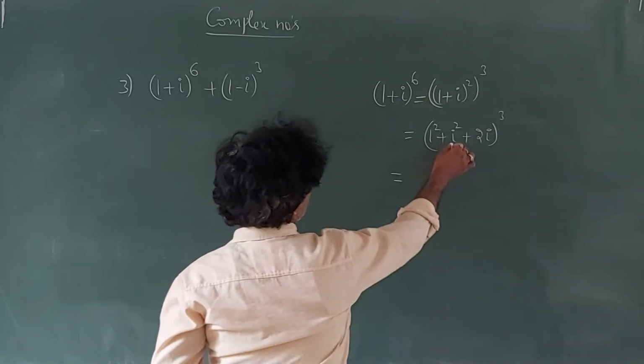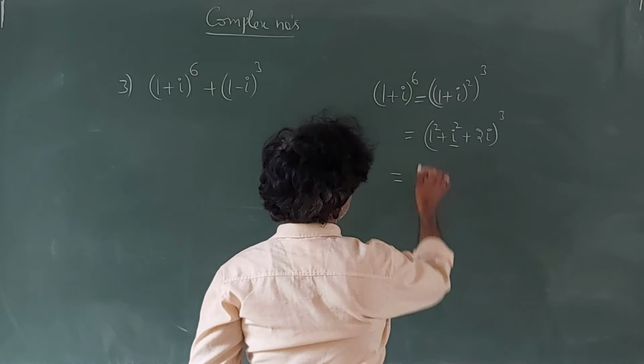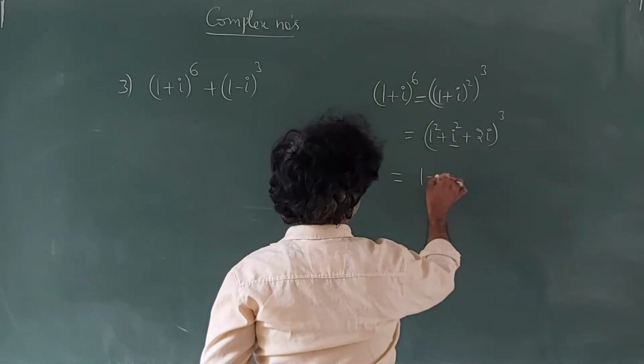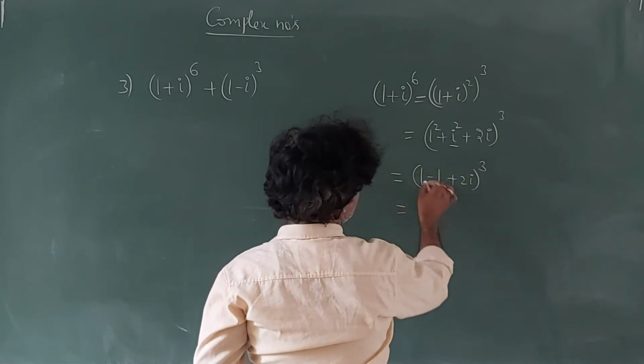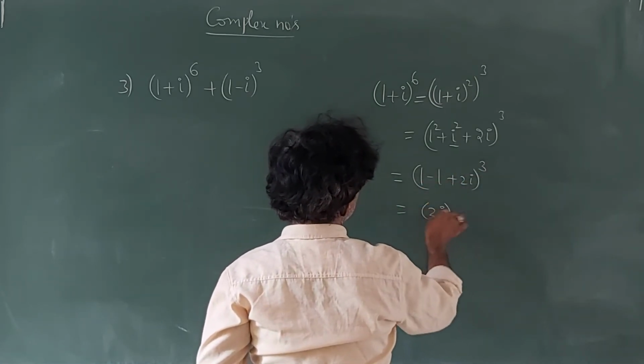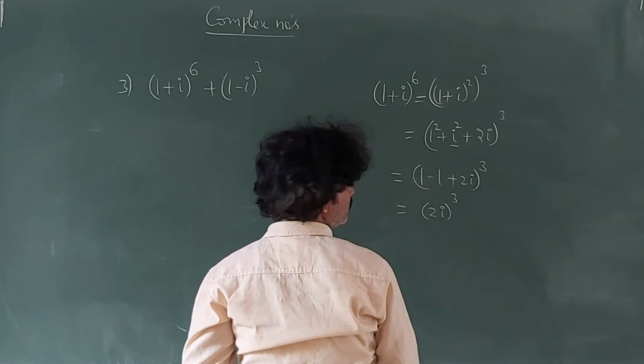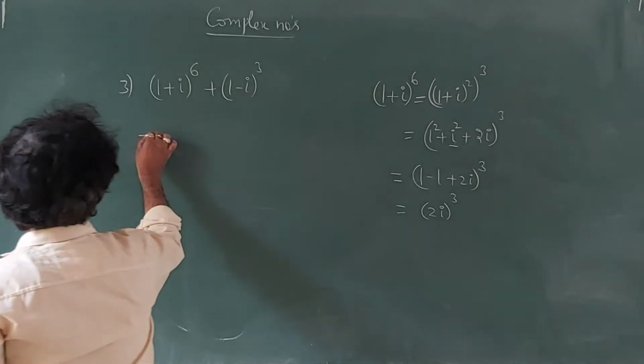Now check. What is the value of i square? Right, minus 1. 1 square is 1, i square is minus 1. Plus 2i, whole cube. 1 minus 1 gets cancelled, so we get (2i) whole cube. So the first part is nothing but (2i) whole cube, which is 2 cube into i cube. Plus the next one, (1 minus i) whole cube.